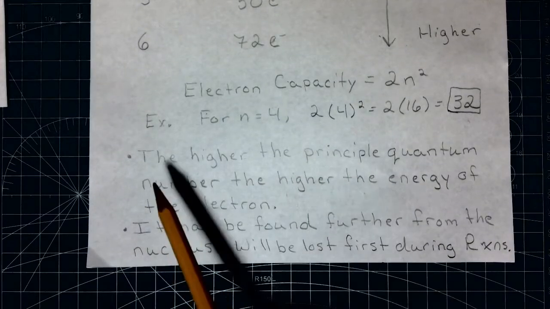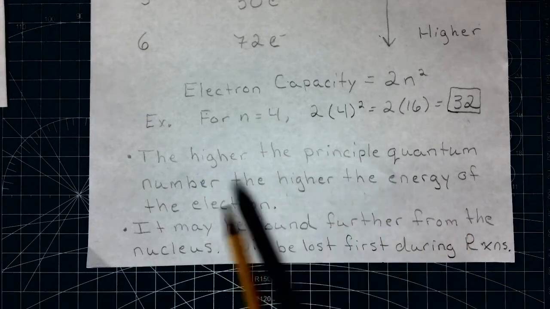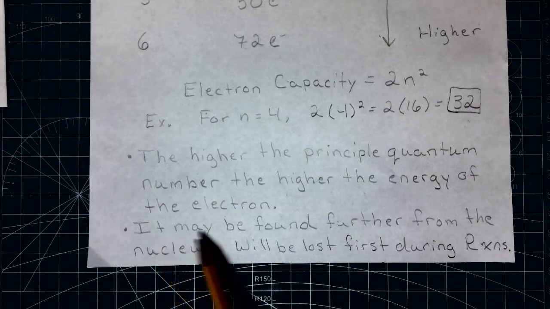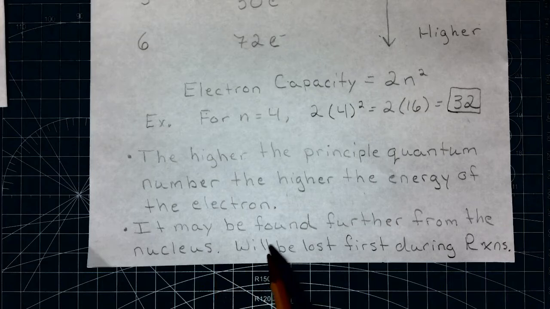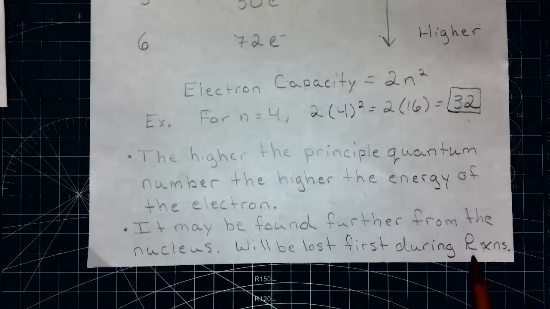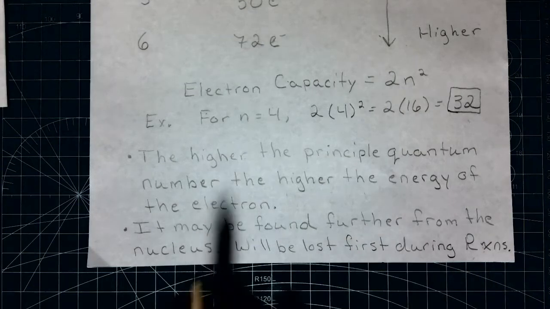A couple of takeaways from this. The higher the principal quantum number, the higher the energy of the electron. When we have higher energy electrons, it may be found further from the nucleus. It's not a guarantee that it always will be, but it's allowed to go further from the nucleus. And these higher energy electrons will be the first ones lost during chemical reactions. And we're going to be getting into, soon in the next couple of weeks, reactions where we're going to talk about electrons leaving one atom and going to another.